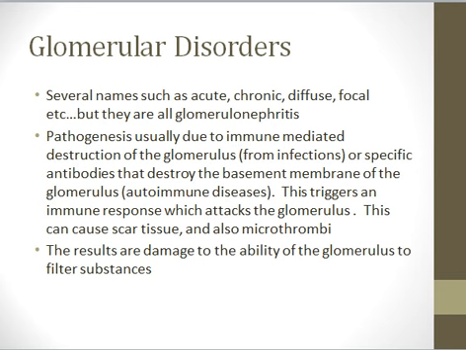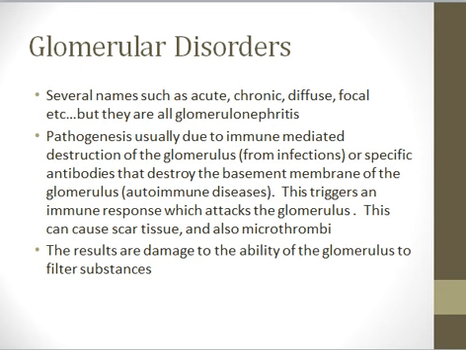It can be an immune mediated destruction of the glomerulus. Some sort of staph or strep infection can get into the systemic blood. It can actually damage that glomerulus. Or it could be specific antibodies that will destroy that basement membrane. So we can develop antibodies and they will actually destroy the basement membrane of that glomerulus. And this is generally an autoimmune disease. That'll cause an immune response and that'll specifically attack the glomerulus.